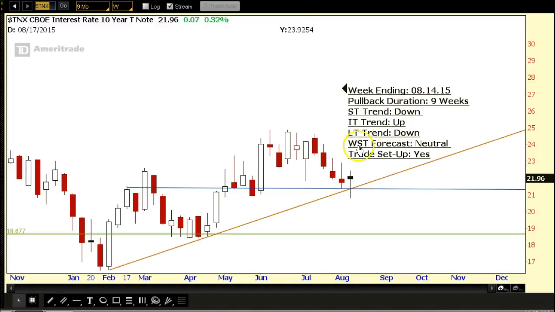The trend on the short term is down, meaning 3 months, or 1 month or less. Intermediate term, 6 months or so, is up, and then the long-term trend is down. So that says quite a bit.